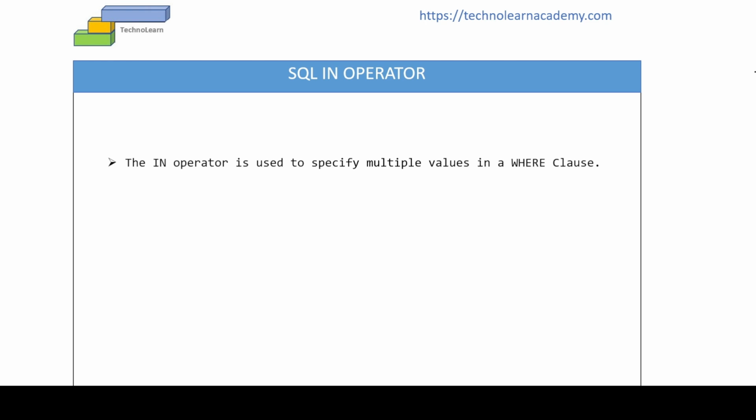Okay, moving toward the in operator. The in operator is used to specify multiple values in a where clause. This is the syntax for the in operator. Whenever we have multiple values from a single column, then we can use the in operator and we can specify those values with a where clause. Let's understand the in operator.